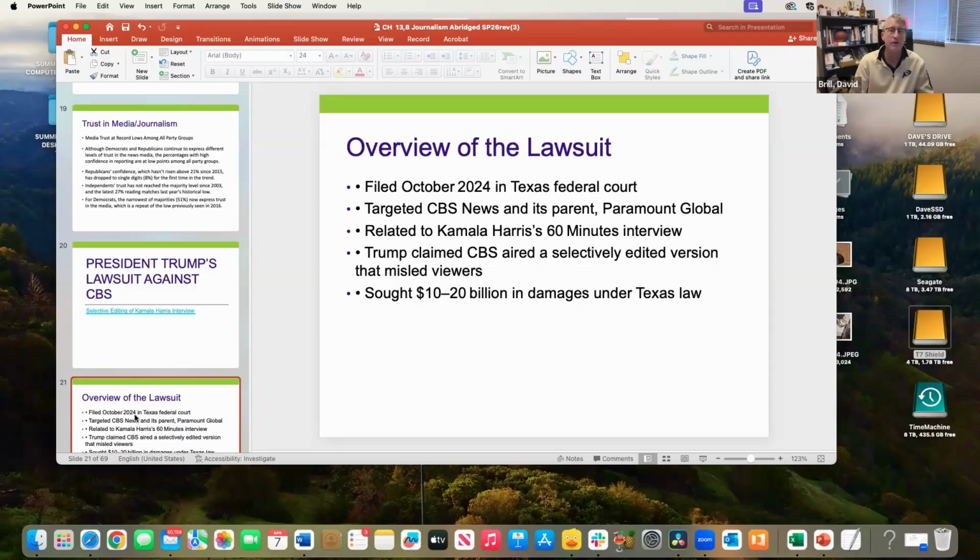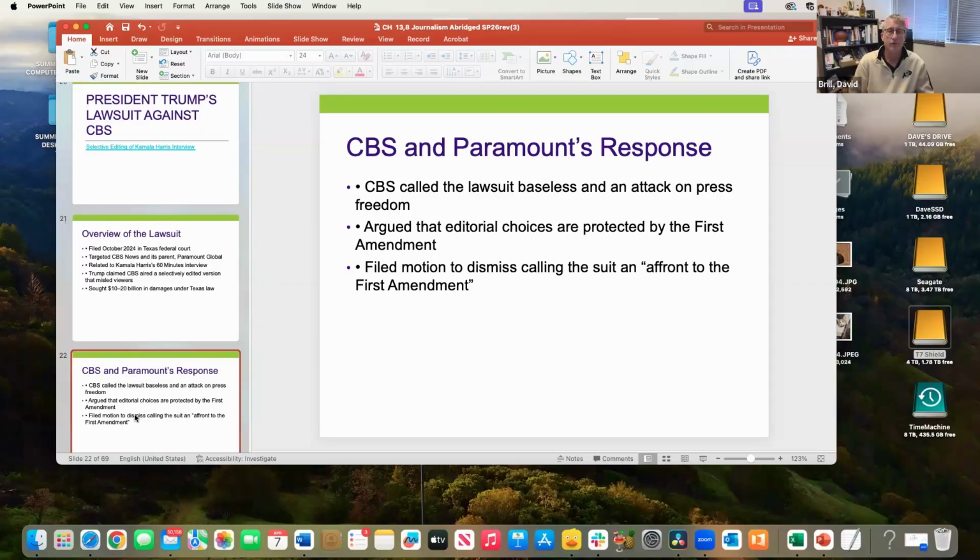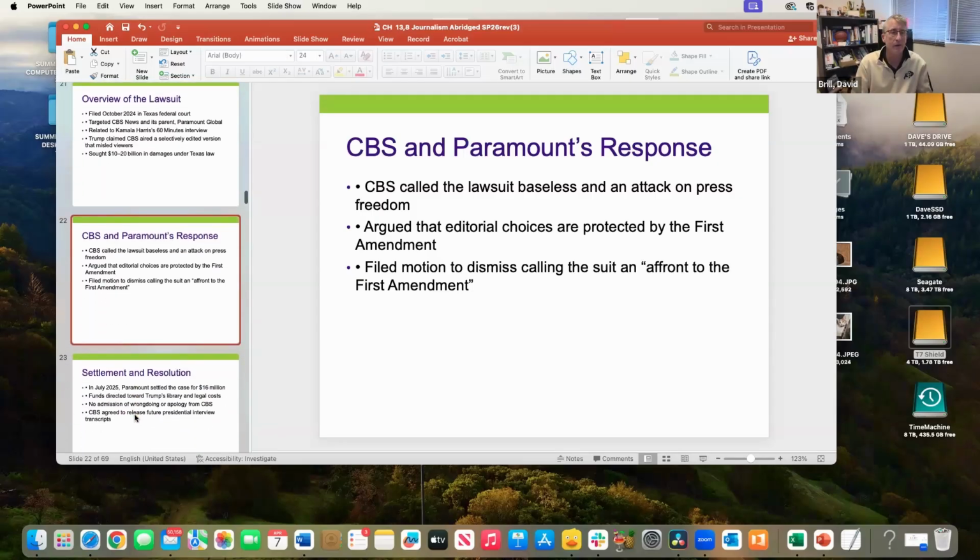So he sought $10 to $20 billion in damages under Texas law. CBS, of course, called the lawsuit baseless and an attack on press freedom, and argued that editorial choices are protected by the First Amendment. To a degree, they certainly are. They filed a motion to dismiss, calling the suit an affront to the First Amendment.